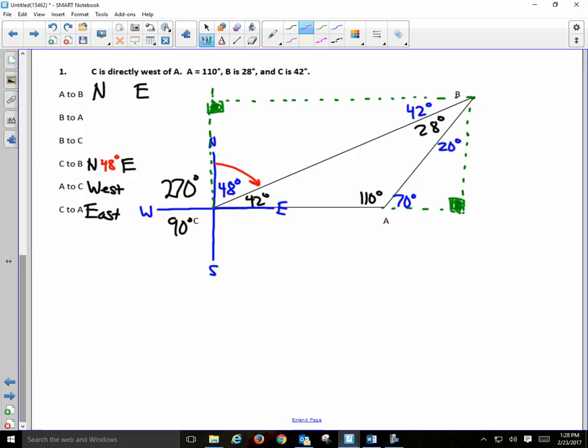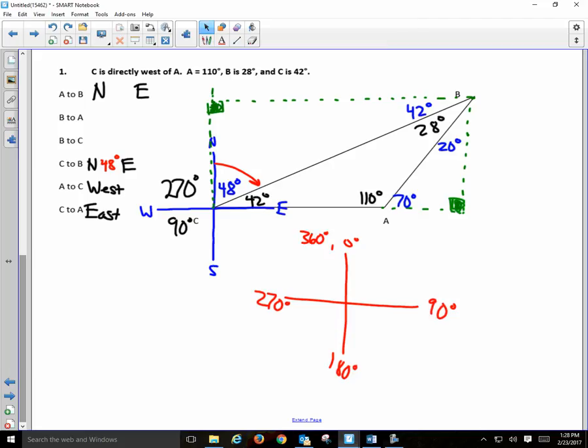Now, to come up with the numerical bearing, north, again, is 0 degrees. This is 90. This is 180. This is 270. And 360 all the way around. So if I turn 48 past 0, what does that bring me to? 48. So this is my directional bearing. This is my numerical bearing. Let's now go over to A.